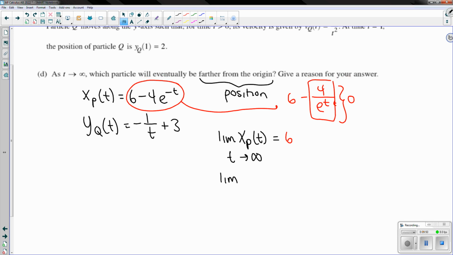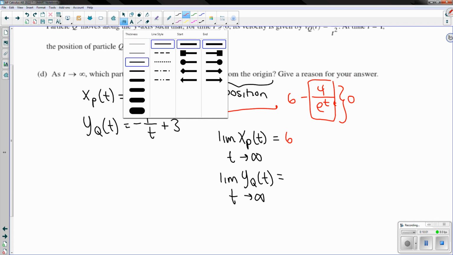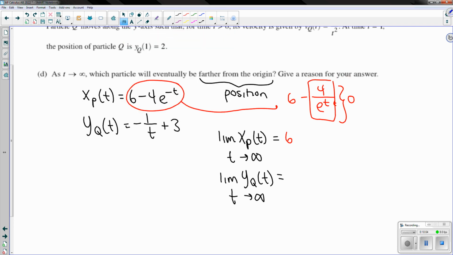Now let's do the same limit evaluation for particle Q. So as t approaches infinity, we're going to have to analyze this function here. So as t goes to infinity, once again, this ratio is going to 0 because 1 over a number that's growing without bound, the overall value is dwindling to nothing. So 0 plus 3 is 3. So as we can see, to answer this question, we now have an answer for which one is going to be farther from the origin. That is going to be particle P.